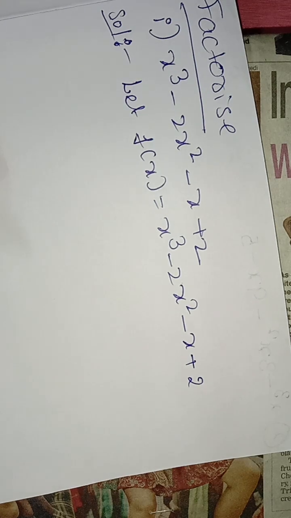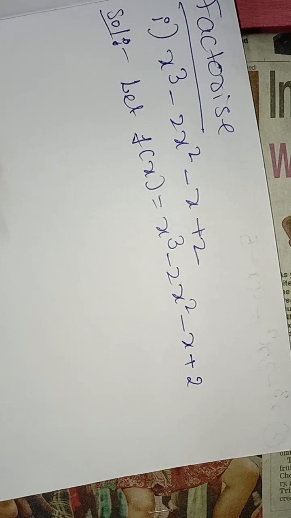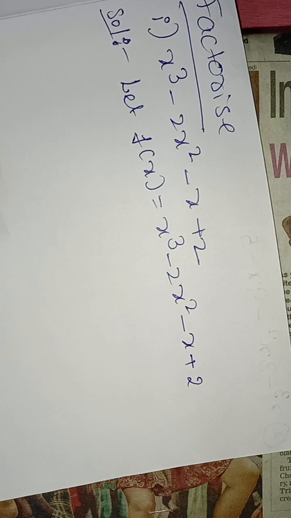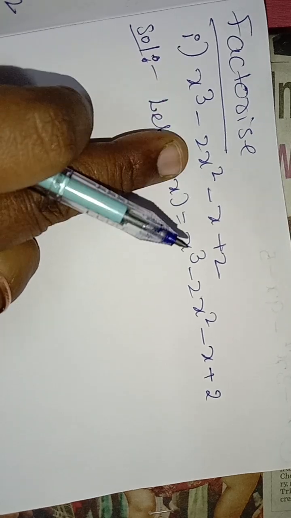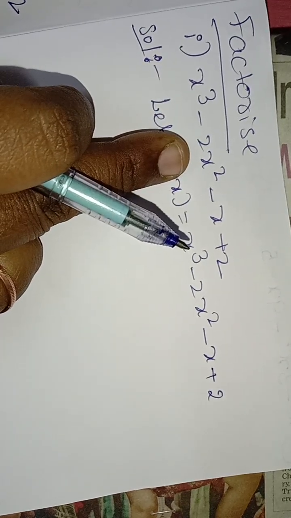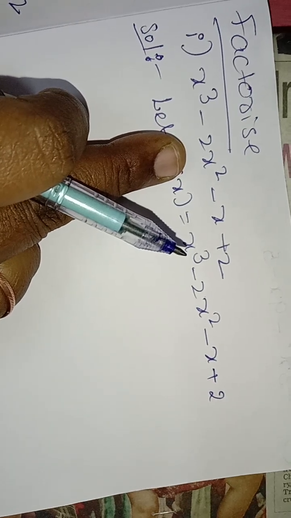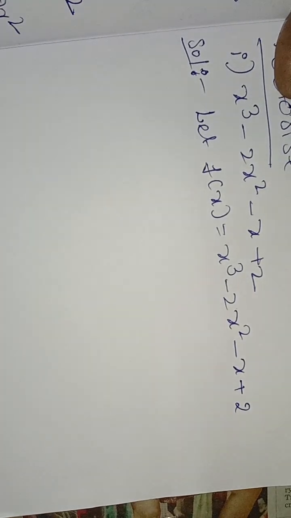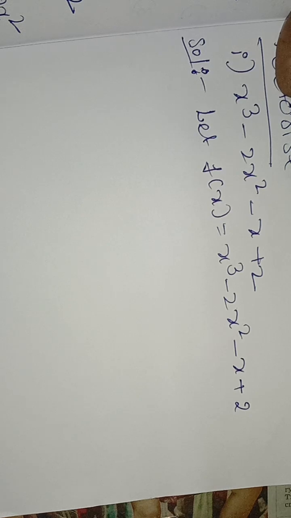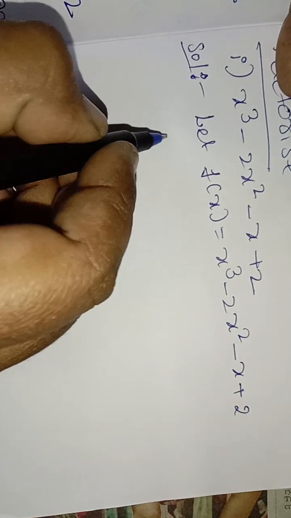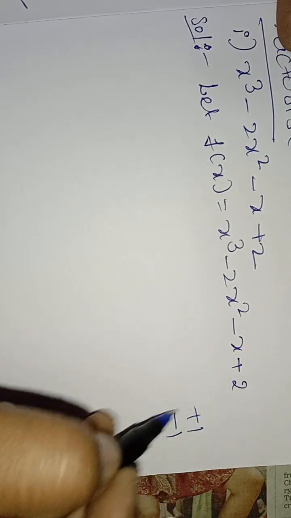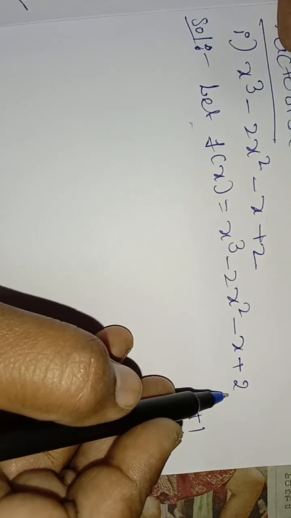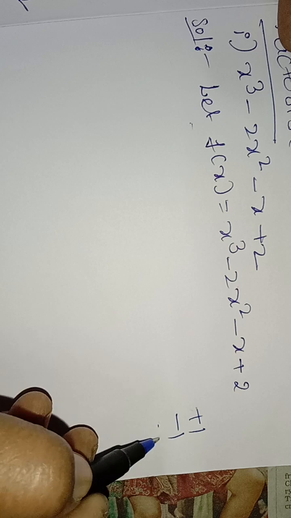Next, in 9th class, we have one question: factorize the polynomial. It is a cubic polynomial, so it's not a quadratic equation. Before starting, first find out whether plus 1 or minus 1, if you substitute these values in this equation, gives 0. Try with this, or else you have to go with 2 or minus 2.